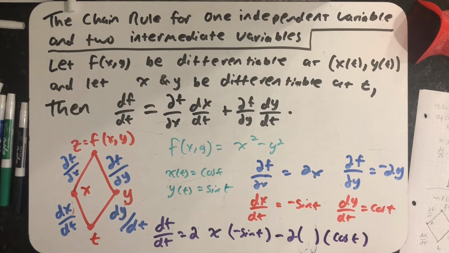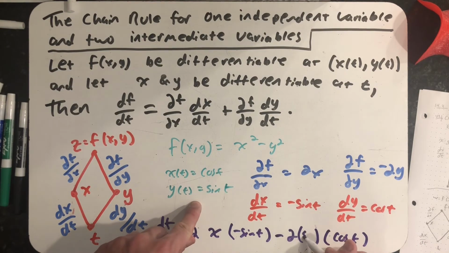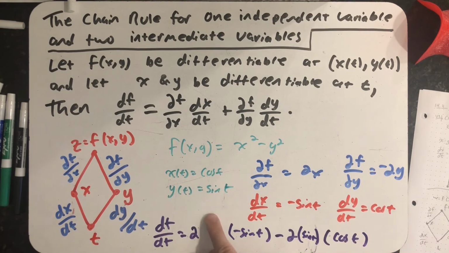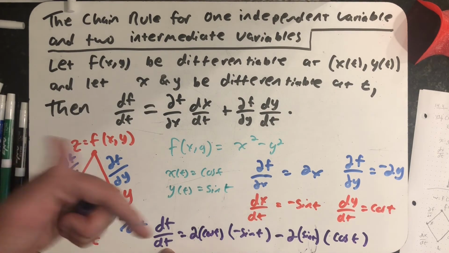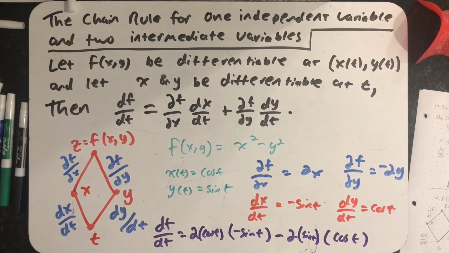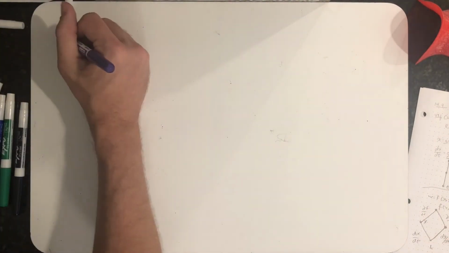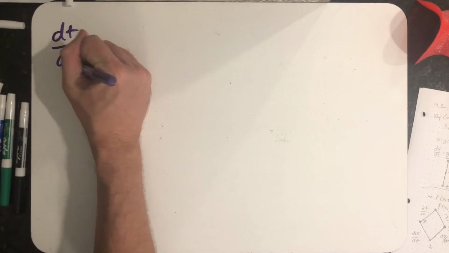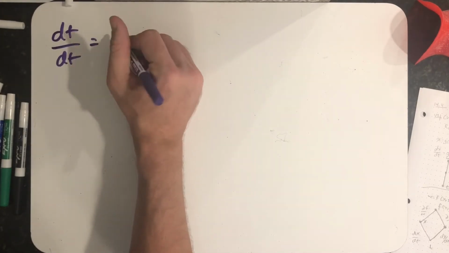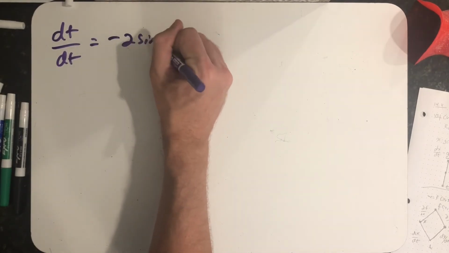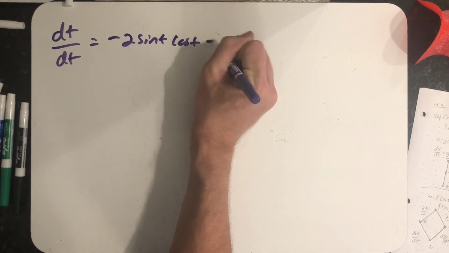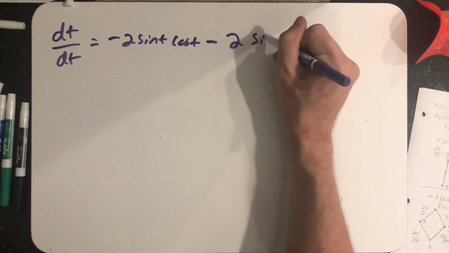That said y, but I know what y is. y is sine t. This says x, but I know what x is. x is cosine t. Because the whole point here should be to get a formula that's in terms of the lone independent variable t. This is the derivative of f with respect to the variable t. And so let's just look through this. What I have written there, df/dt is equal to minus 2 sine t cosine t minus 2 sine t cosine t.